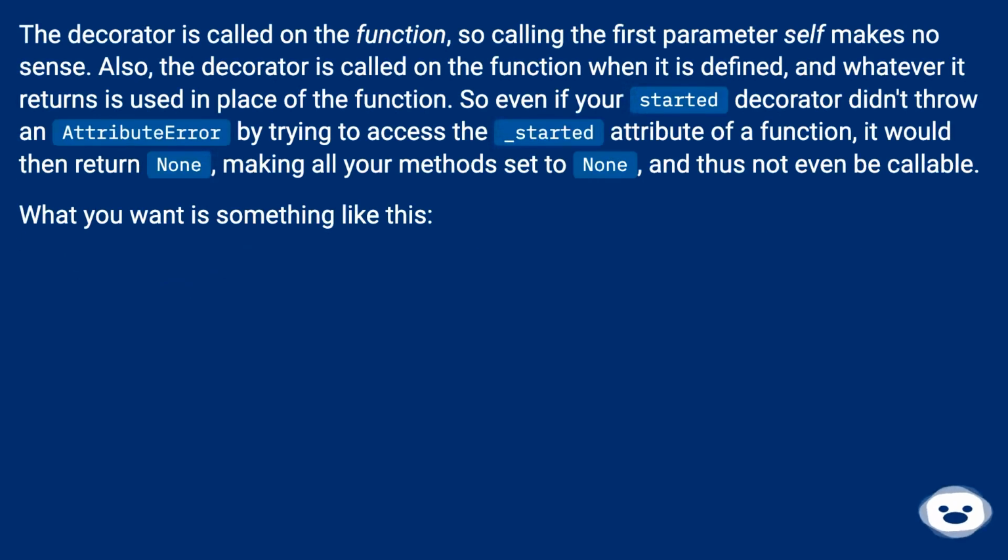The decorator is called on the function, so calling the first parameter self makes no sense. Also, the decorator is called on the function when it is defined, and whatever it returns is used in place of the function. So even if your started decorator didn't throw an attribute error by trying to access the _started attribute of a function, it would then return None, making all your methods set to None, and thus not even be callable. What you want is something like this.